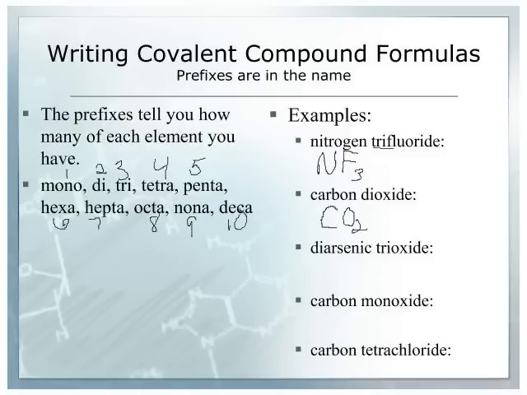Diarsenic trioxide, so di means 2, so we have 2 arsenics. As, yeah. Trioxide, so 3 oxygens. And carbon monoxide, carbon doesn't have a prefix, so it's 1. Mono, see we do use mono on the second element, so it has 1, so it's CO. And then carbon tetrachloride, so we have carbon 1, and then tetra is 4, so we have 4 chlorines.